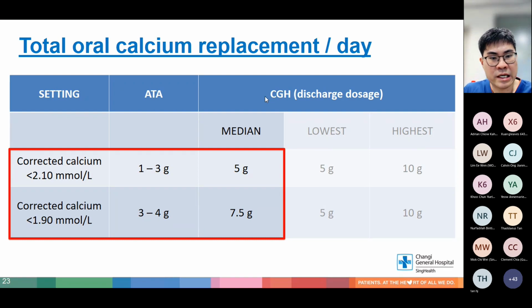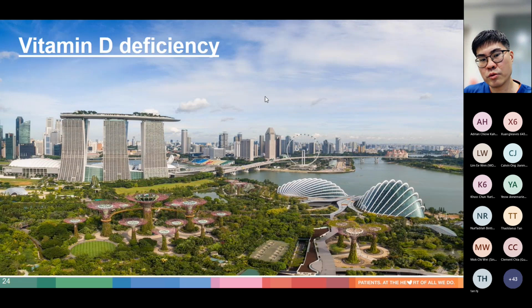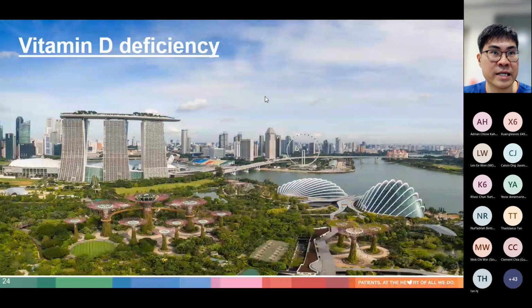So interesting. Why do our patients actually need more calcium? What could the issue be? Could it be because of vitamin D deficiency? You may question that, since vitamin D is usually made from exposure to the sun, and Singapore definitely has more sun than a lot of other countries. It's so hot over here that we complain about it all the time.